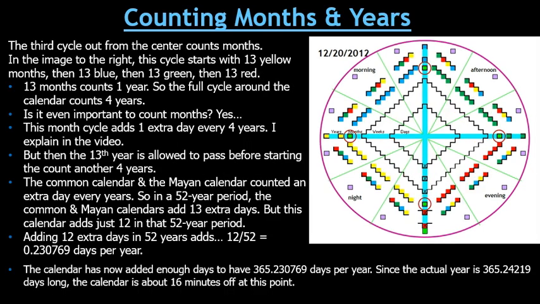Now we're going to count months and years. The third cycle out from the center counts months. You'll see that this is this yellow here, then the blue here, then the green here, then the red here. This is a cycle that counts months.